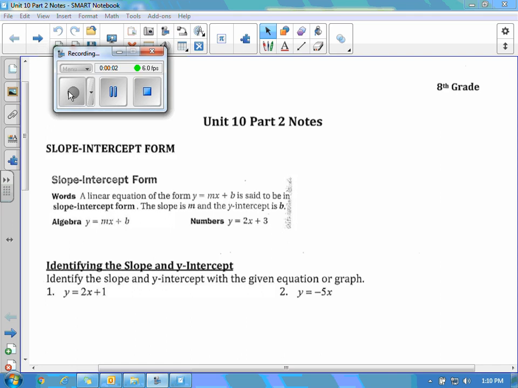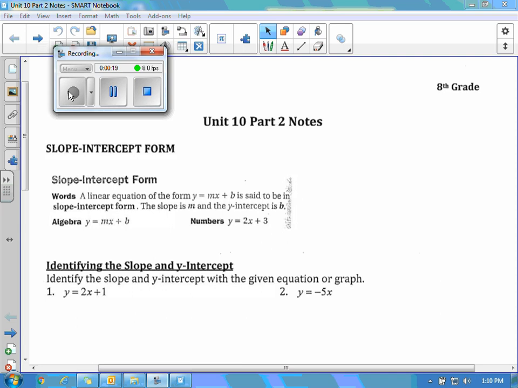In Unit 10, Part 2, we are talking about slope-intercept form, which is, again, a very important concept for you to understand for this year and as we move into algebra next year. So if you have any questions at all, please make sure you ask them for this week.